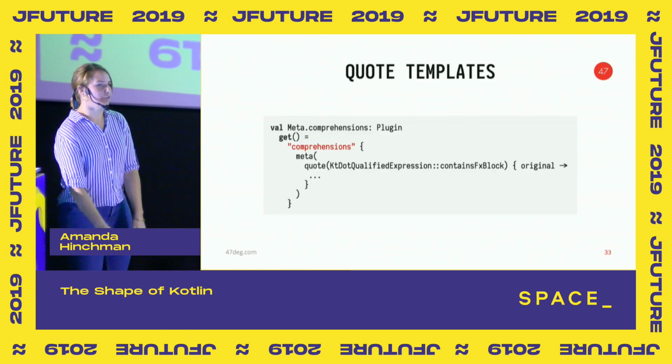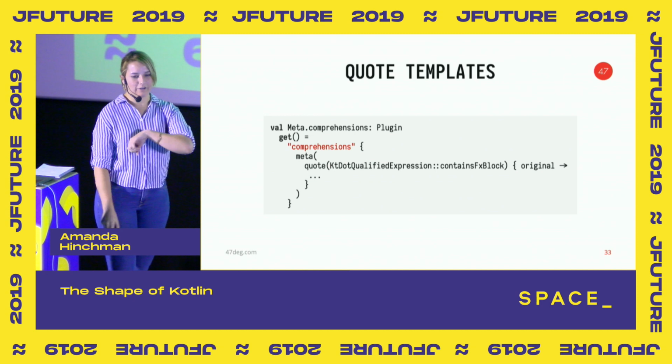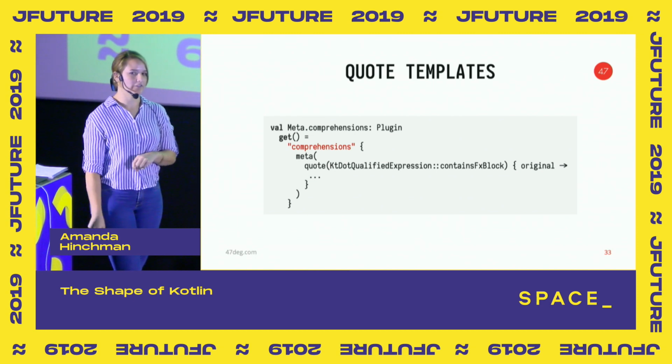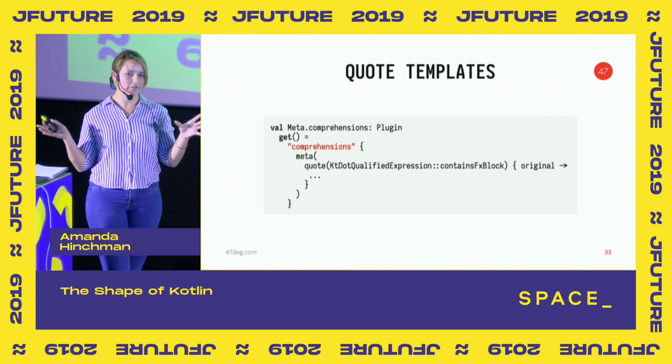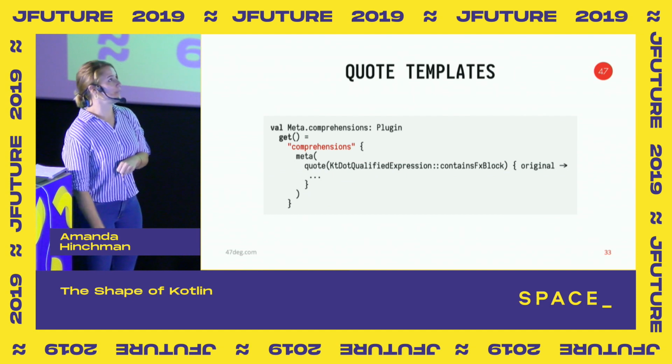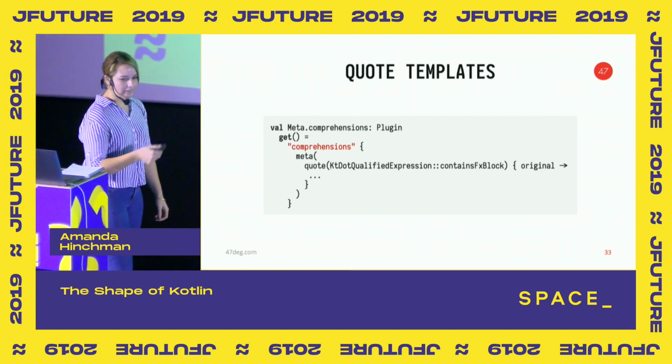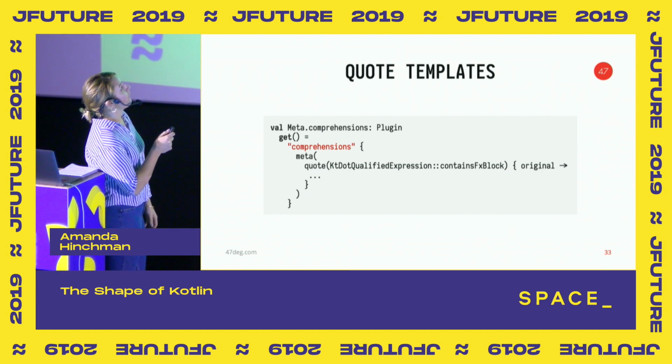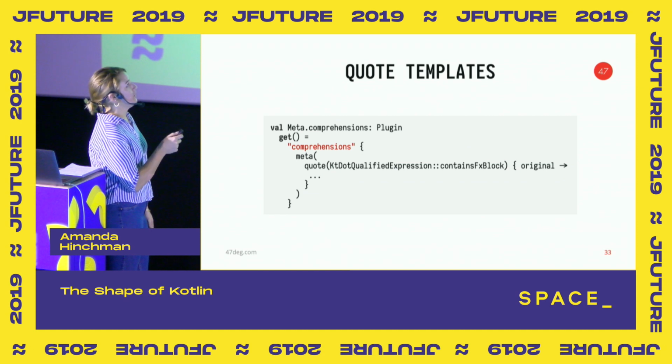Okay, great. Now, this is what Arrow Meta basically looks like if you're someone trying to use Arrow Meta and you want to write a compiler plugin. We have a DSL system where we start with our meta, and then we write some kind of extension function as a plugin.